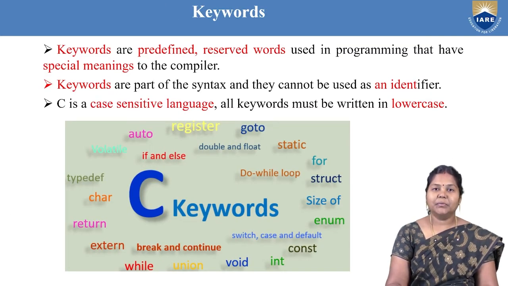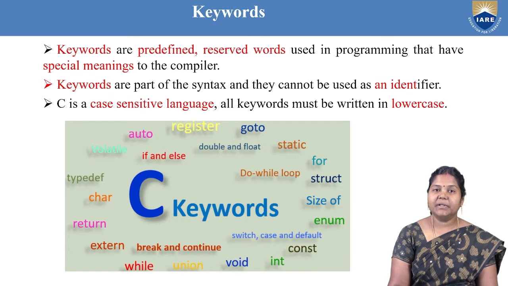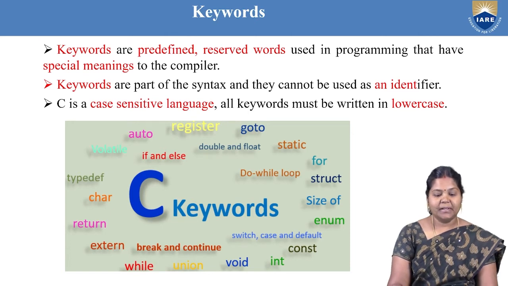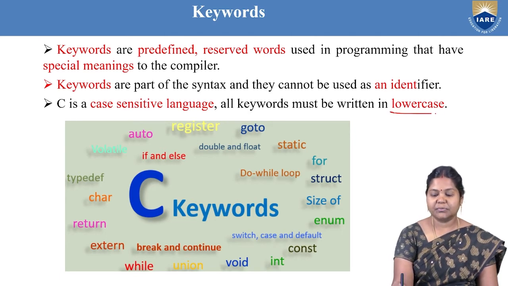The next important token is called keywords. So, what do you mean by a keyword? Keywords are nothing but reserved words or predefined words which have a clear meaning and special meaning to the compiler. Keywords are part of the syntax and they cannot be used as an identifier. C is a case sensitive language, so all the keywords must be written in lowercase only.